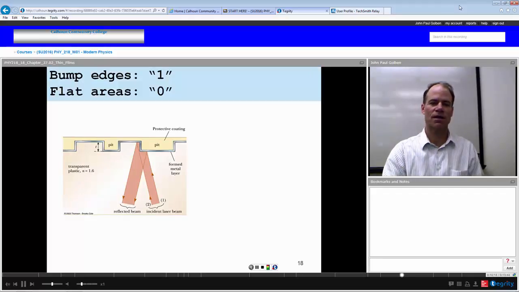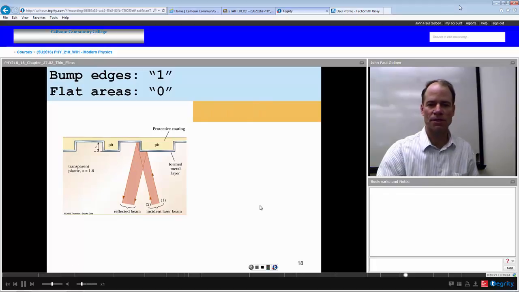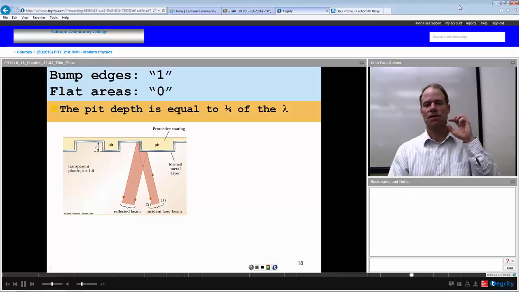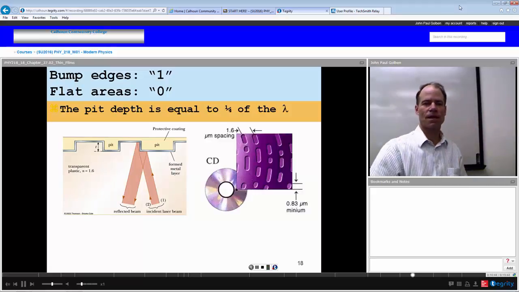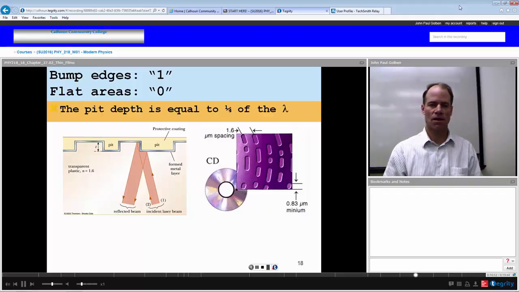Here's how it might look. We have a laser light coming in. Some of it hits the pit here, and if we're on the edge, some of the light will hit the top of this protrusion here, and the difference in path length between the two matters. If that pit depth is equal to 1/2 of the wavelength, there will be a path difference of 1/2 wavelength, and hence we'll have destructive interference corresponding to a 1 on our binary code.